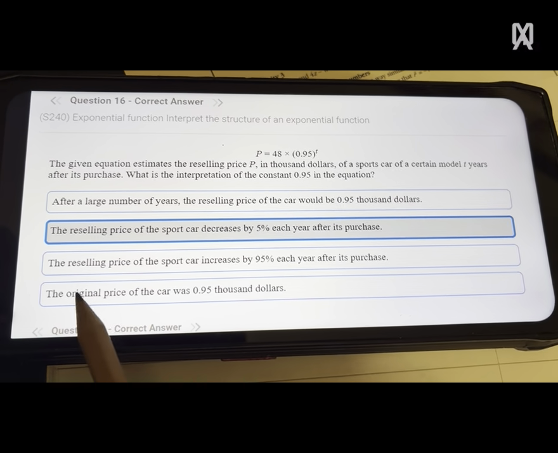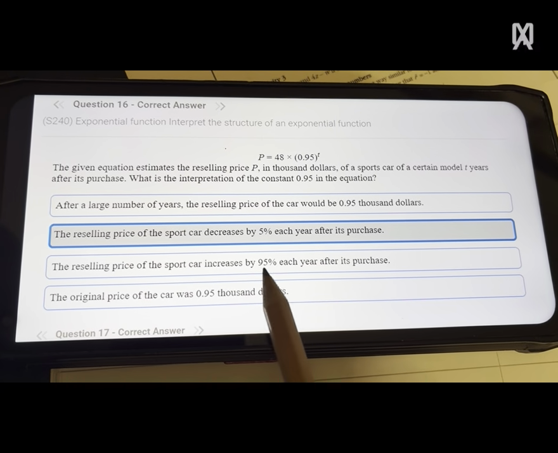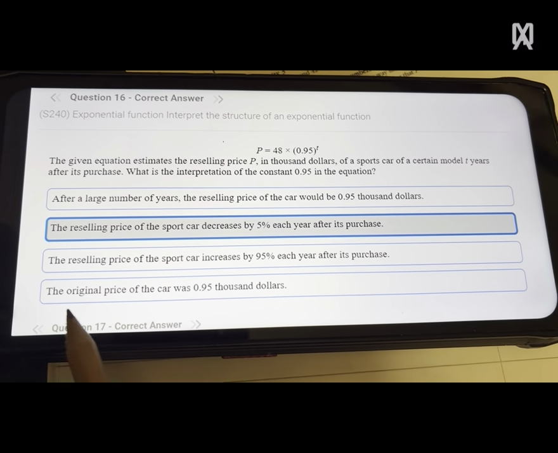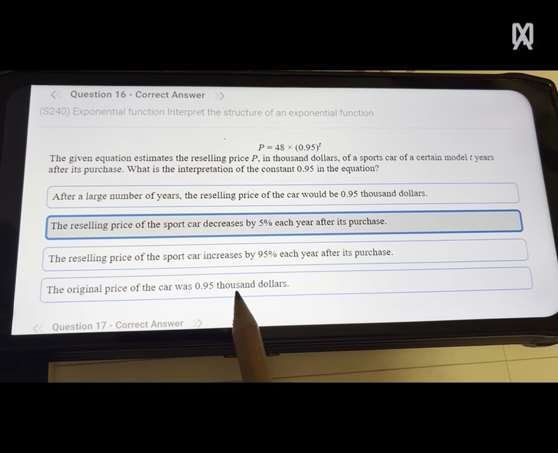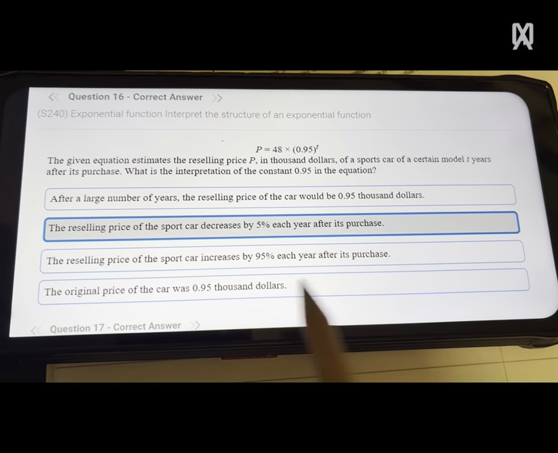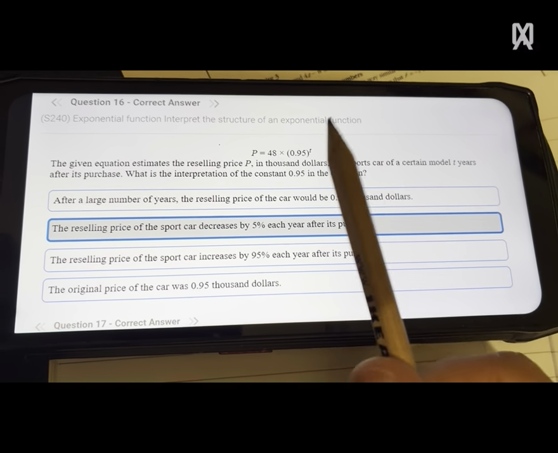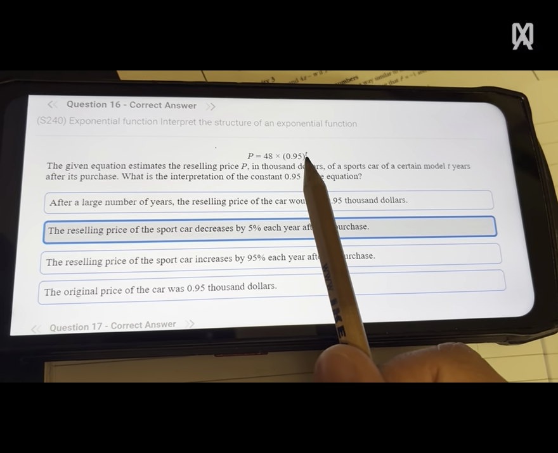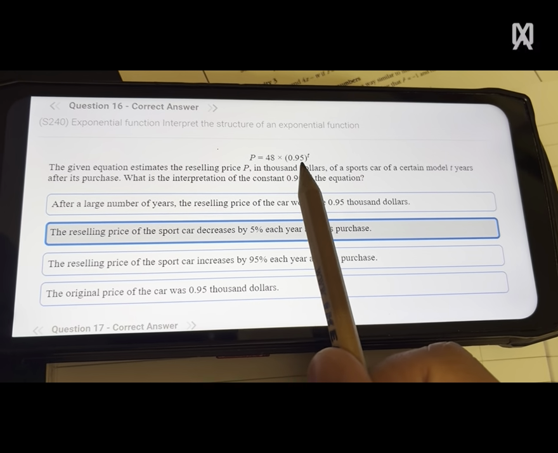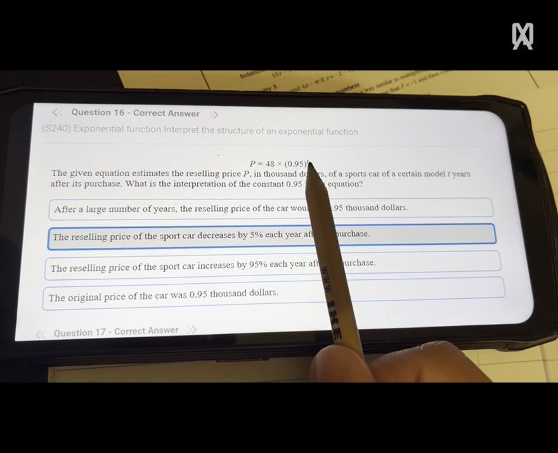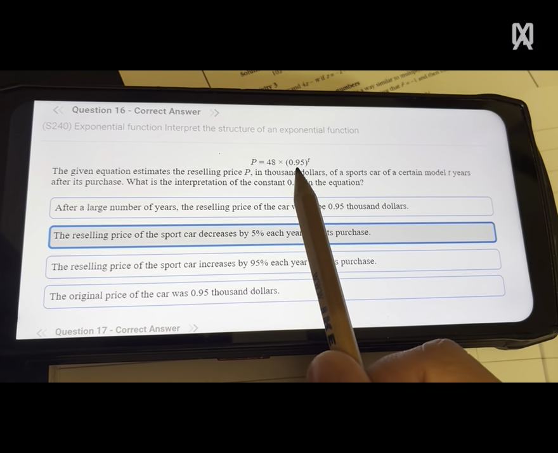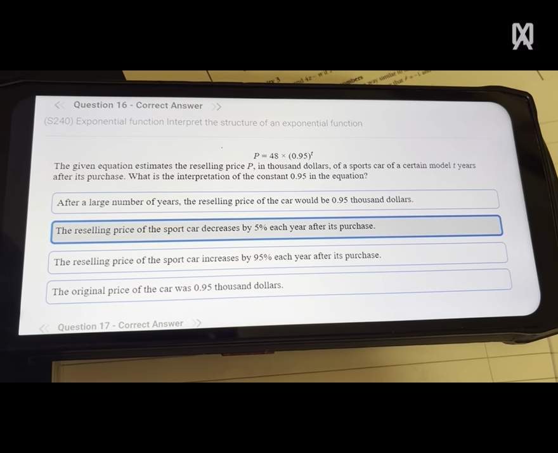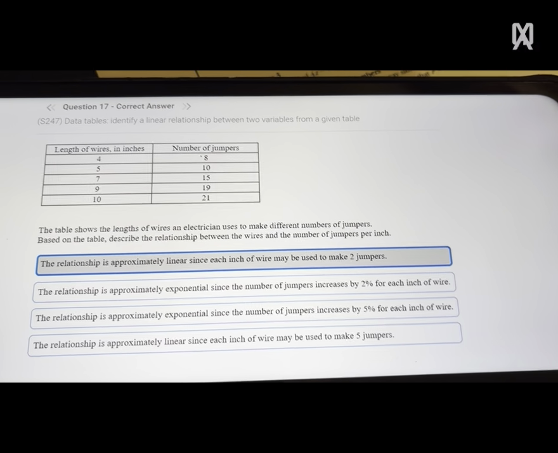This is correct. The reselling price of the sports car increases, no, this is wrong. The original price of the car was 0.5, no, this is wrong, so the statement itself is not correct. So for this one, after the first year, it will be 0.95 of its value. After the second year, it will reduce more, and so on. This is a repeated question.